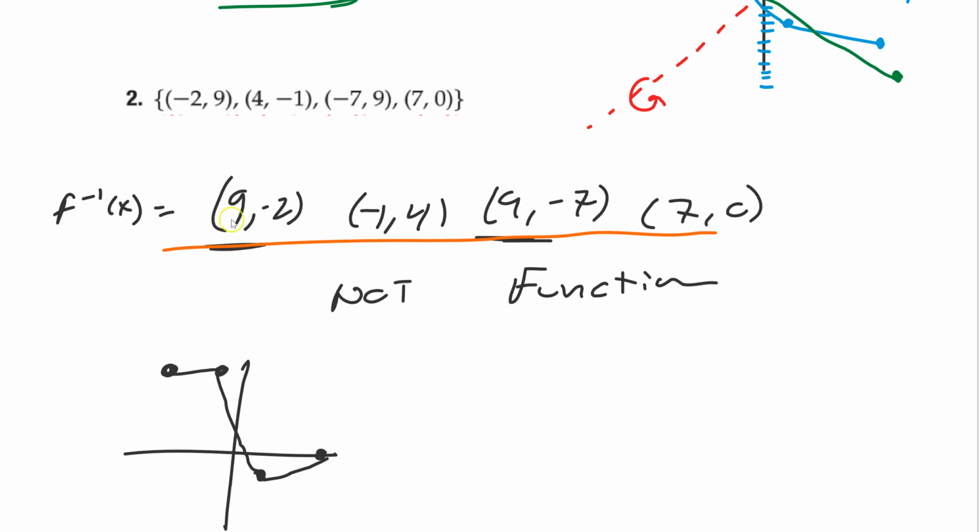So here's the thing. So 9, negative 2. Let's look around there. Negative 1, 4. 9, negative 7. And 7, 0. Oh, I didn't flip this one. 0 and 7. So this one looks like this.